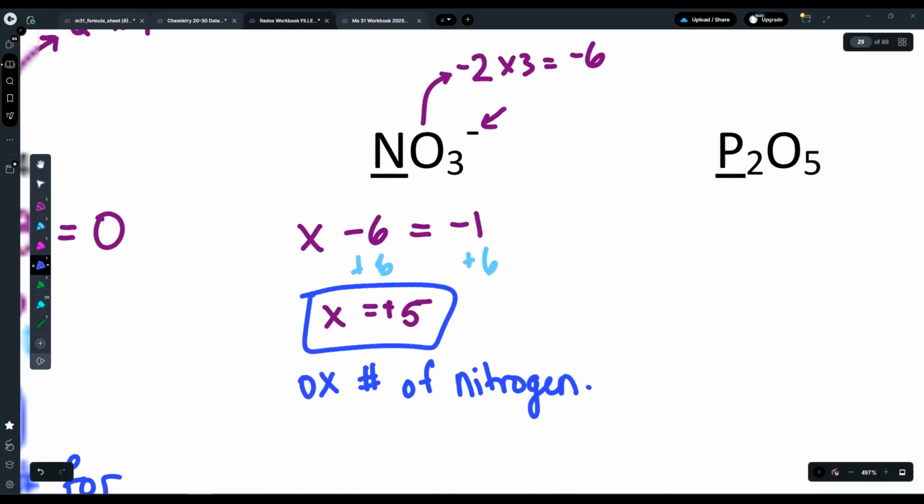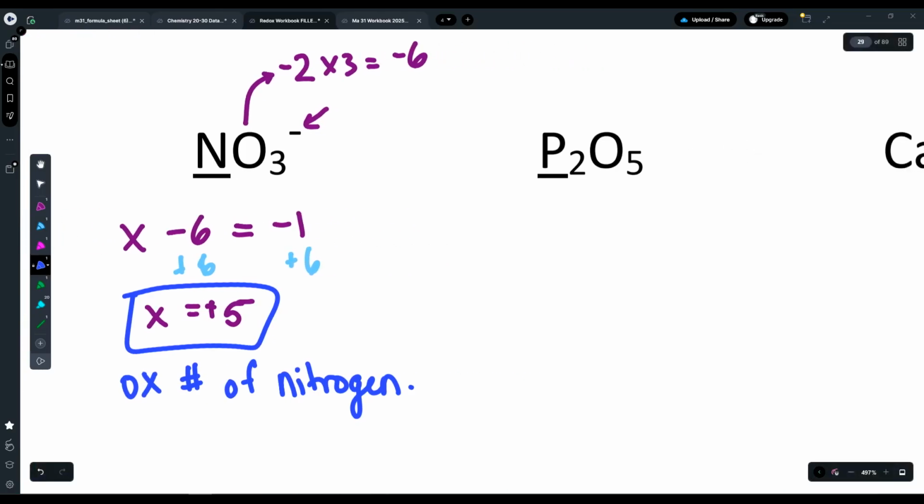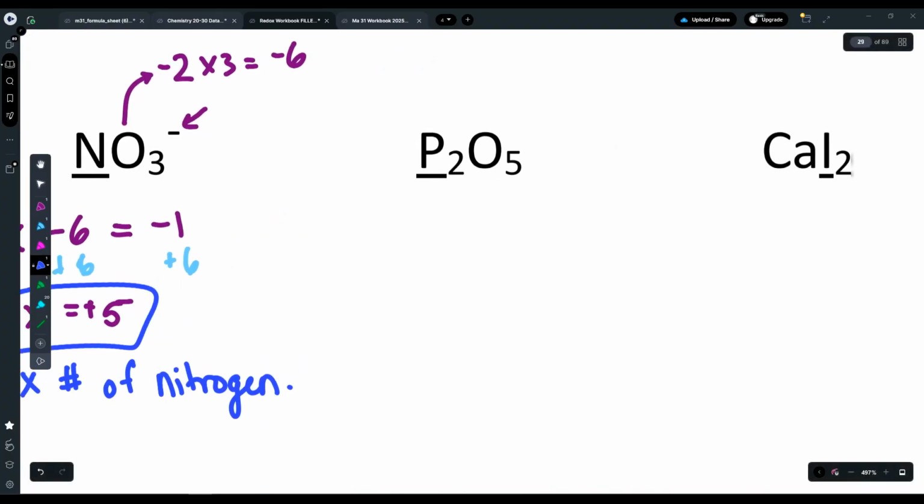Just keep in mind that this doesn't mean the oxidation number of nitrogen is forever and always going to be +5. It depends on what kind of compound it's in, and everything else around the nitrogen in that particular compound.